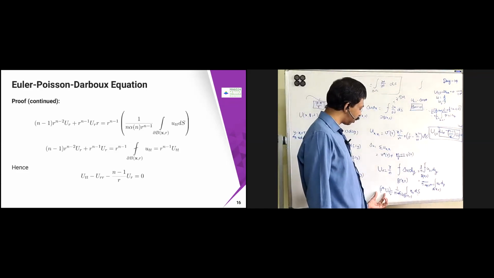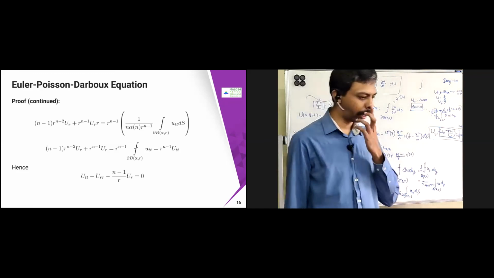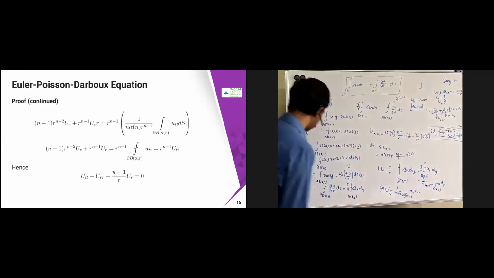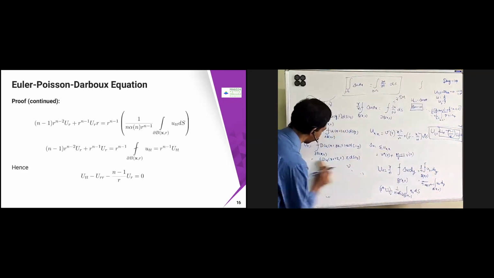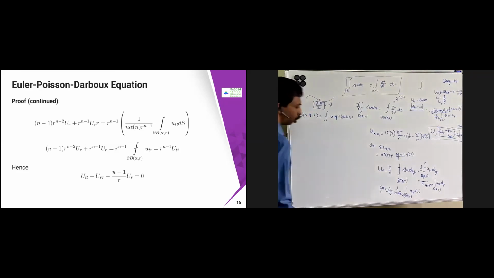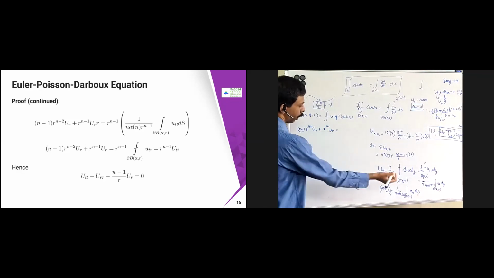Now if you differentiate this one, this is very simple. It is going to become n minus 1 r power n minus 2 into ur plus r power n minus 1 into urr. On the right hand side, I am just multiplying and dividing. So probably I'll erase this one. So this is going to become r power n minus 1 into r power n minus 2 into ur plus r power n minus 1 urr, equal to the right hand side as it is.